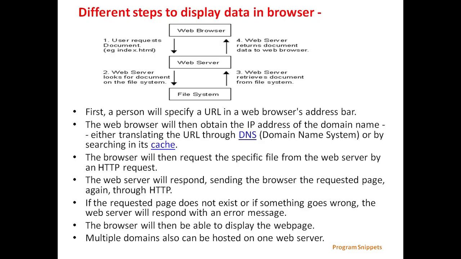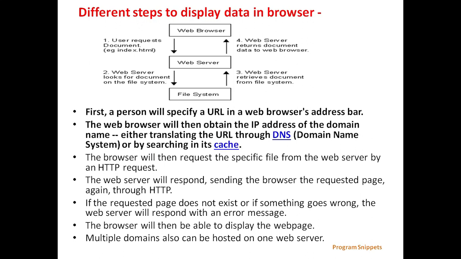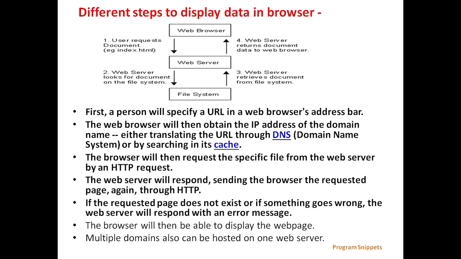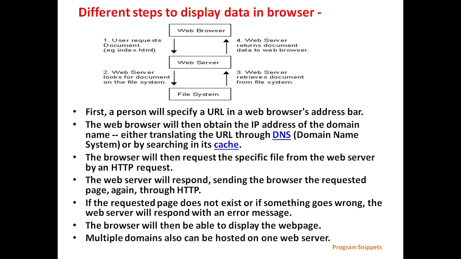The different steps that are used to display the data in browsers are: first, a user will specify a URL in the web browser address bar. The web browser will then obtain the IP address of the domain name either by translating the URL through DNS, that is, the domain name system, or by searching in its cache. The browser will then request the specific file from the web server by an HTTP request. The web server will respond by sending the browser the requested page, again through HTTP. If the requested page does not exist or if something goes wrong, the web server will respond with an error message. The browser will then be able to display the web page. Multiple domains can also be hosted on one web server.